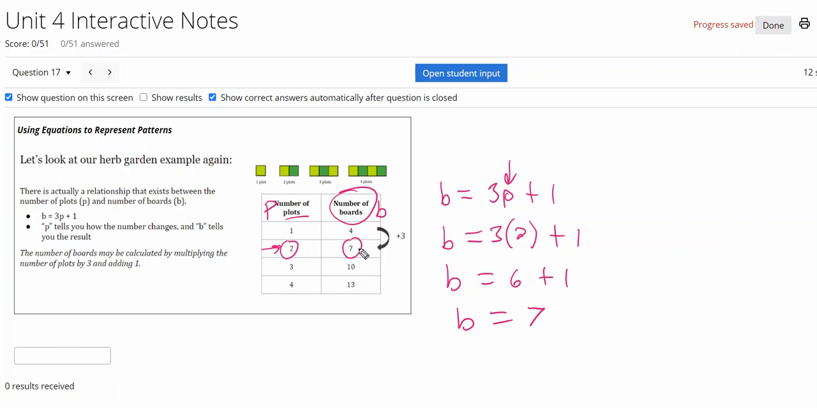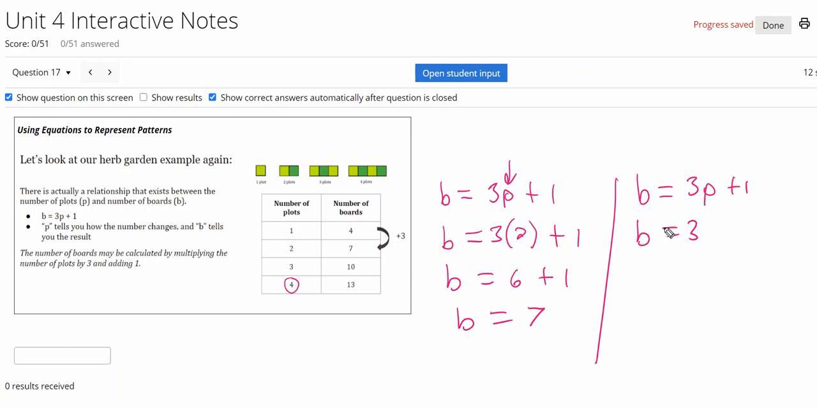And yeah, that's true, isn't it? It's equal to 7. I'm going to do it one more time just to prove that this actually works, right? So this is the equation that we want. So let's say we were doing it for this one. Let's say the number of plots was 4. So then we'd write B is equal to, here I'll write the equation again, it was 3p plus 1. So then B is equal to 3 times, and I'll put 4 in this time, that's my input, plus 1. Okay, so B is equal to 3 times 4 is 12, and then plus 1. So that's going to be B is equal to 13.